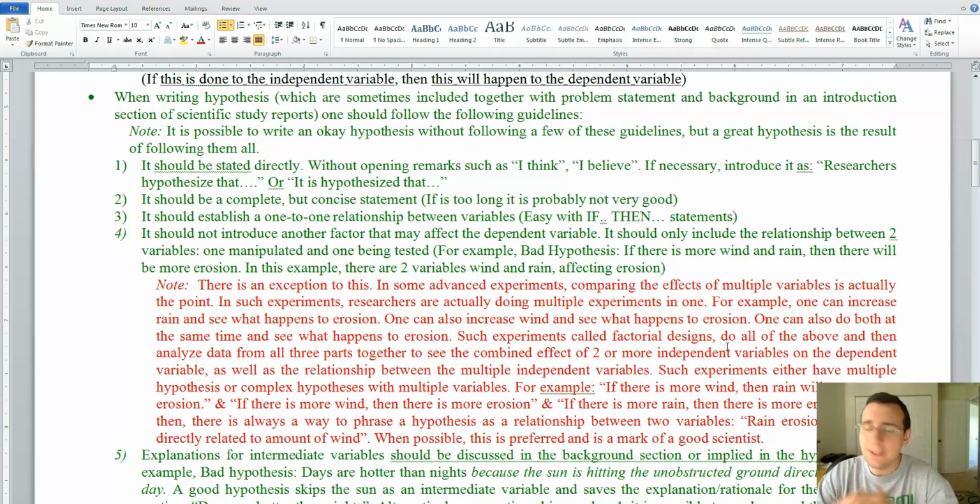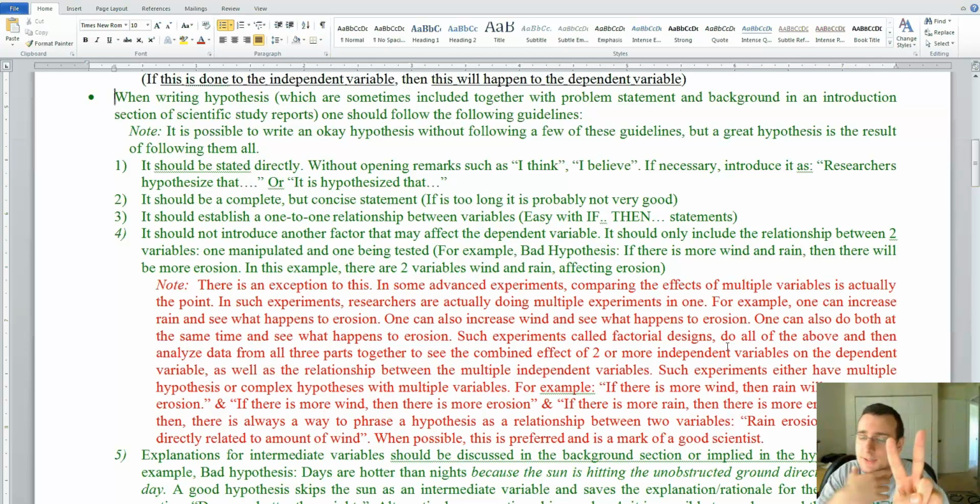Now here it gets a little more complicated, and one thing you should never do in a hypothesis is add an extra variable or something else that could be affecting the dependent variable that's not exactly what you're testing. In this example, let's say you're studying the effects of wind or, say, rain on erosion. If you talk about both at the same time, now you have two independent variables, and that's a problem. You shouldn't say if there's more wind and rain, then there will be more erosion, because then you can't say was it the wind or was it the rain that did it.